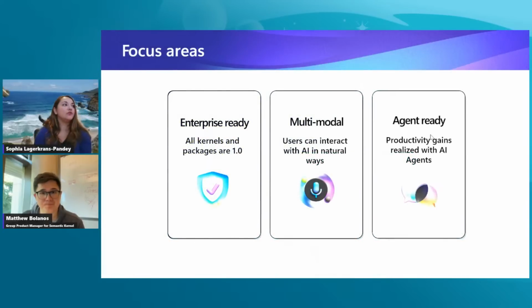And so a couple of focus areas of Semantic Kernel I want to touch on. I talked about a little bit earlier, but I just want to emphasize that all of our kernels and packages are at 1.0 and beyond. And so you're not going to have any breaking changes. These are production ready across Java, Python, and .NET.